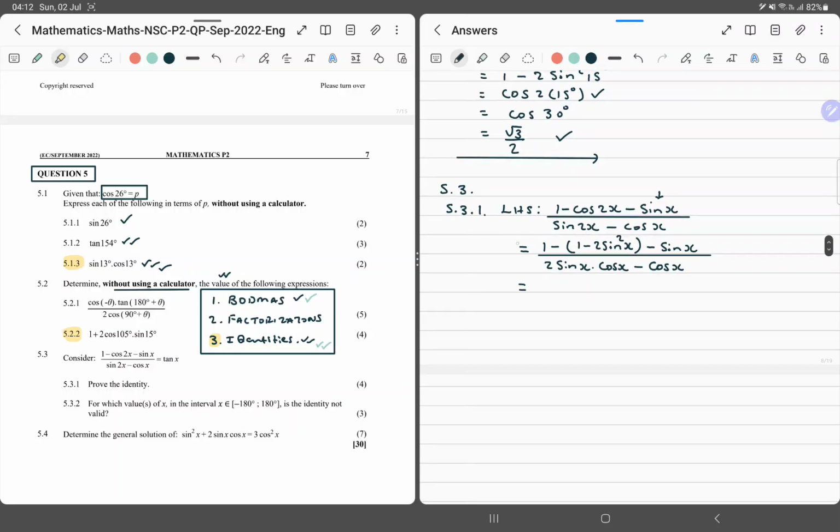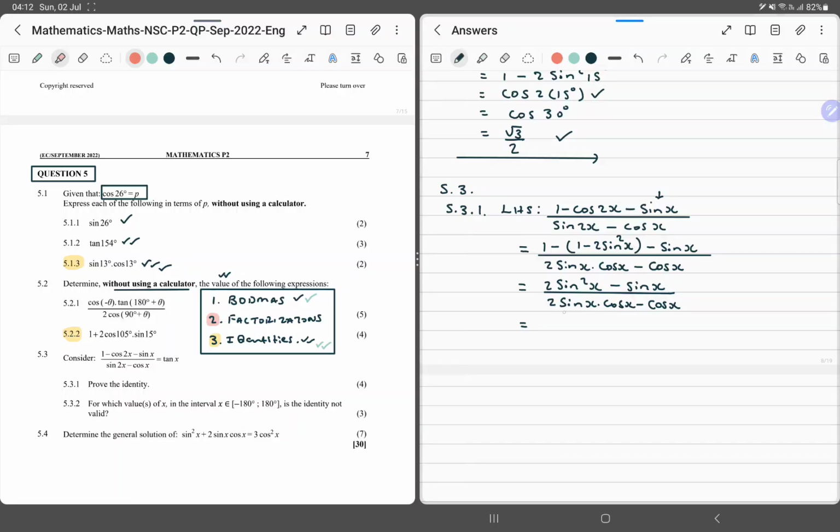We keep going, then we sort stuff out. 1 minus 1 is a 0, minus times minus is a positive, so it's a 2 sine squared x minus sine x over 2 sine x cos x minus cos x. Okay, so now the question is, after identities and cleaning up, what do we do? We can factorize.